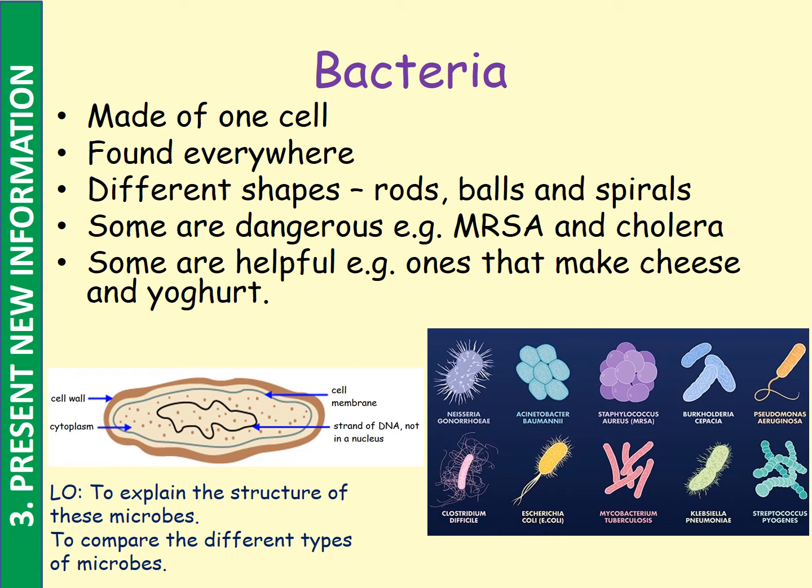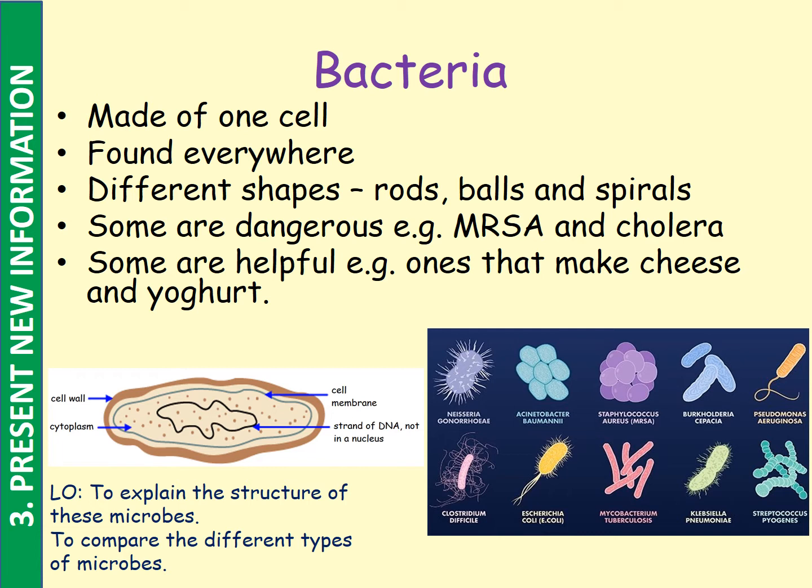So there are a couple of examples there: MRSA and cholera, which both cause illness. And pathogens is a word that we use to describe microbes that cause disease. So MRSA and cholera could both be described as pathogens. If you look at the picture on the right hand side there, you can see 10 fairly common bacteria.